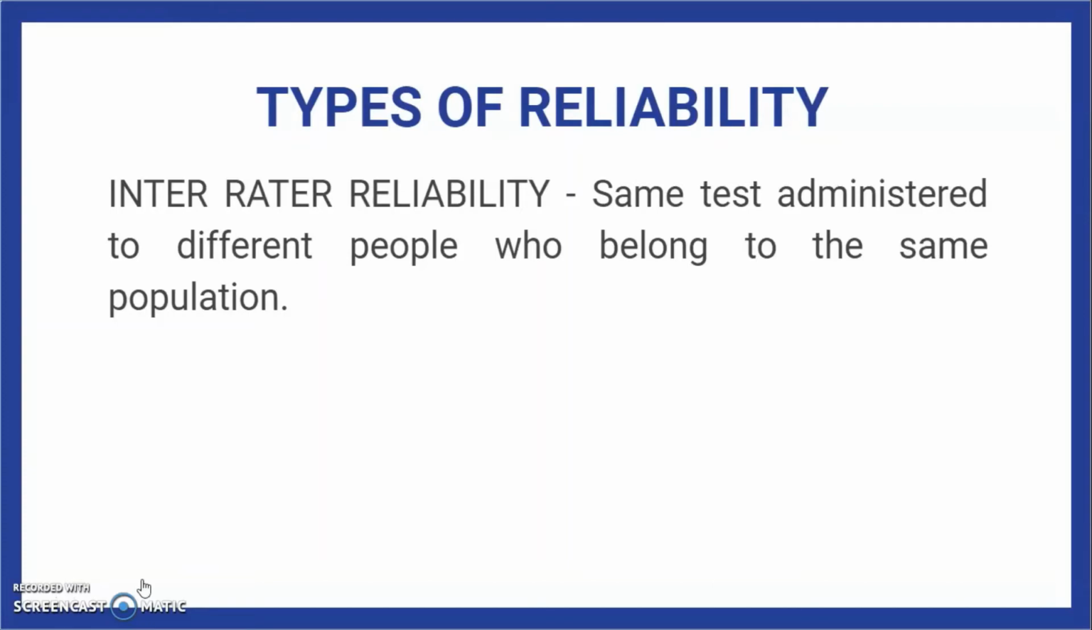Again, that same test will be used on some other group of students who belong to the same population, and then we will see whether the result is almost the same. If it has almost the same result, then we could say that the test is reliable, and we call it inter-rater reliability. The same test is administered to different people who belong to the same population.